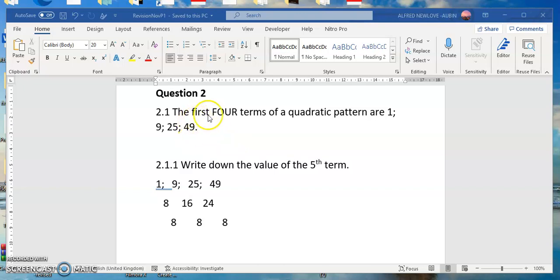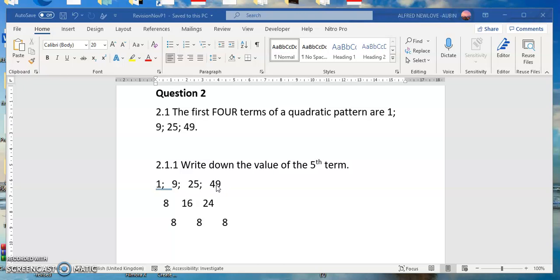Let's look at this question number 2 on number patterns, paper 1. If you check, it says the first 4 terms of a quadratic pattern are 1, 9, 25, and 49. The question says, write down the value of the 5th term. This is the first term, second term, third term, fourth term. How do we get a 5th term?